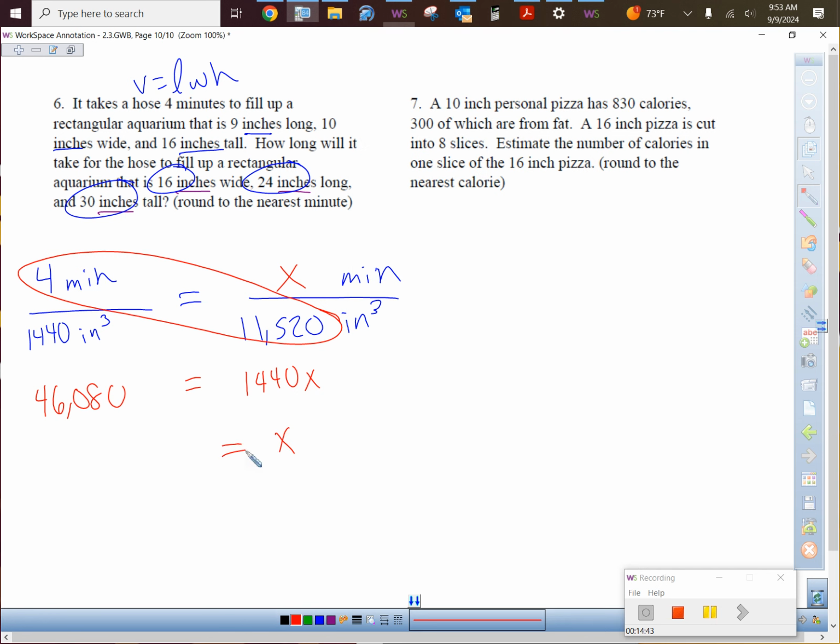So x equals 32 minutes. It should take 32 minutes.